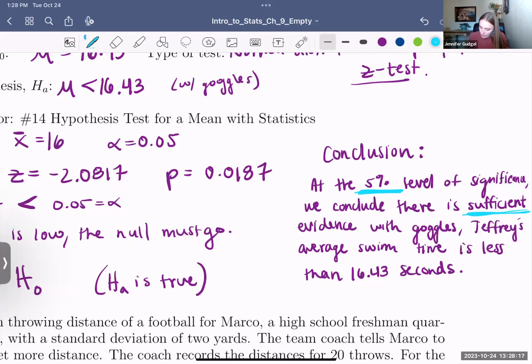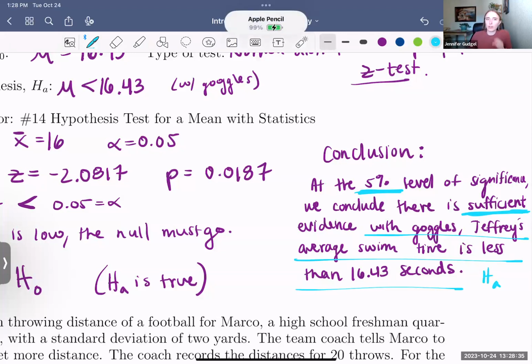We conclude there is, here we successfully rejected H naught, so it was sufficient evidence to support, and then whatever the alternative hypothesis was is what goes into that last chunk of blanks. All right, hopefully you're getting the hang of it. We've got 2 more examples to go through.